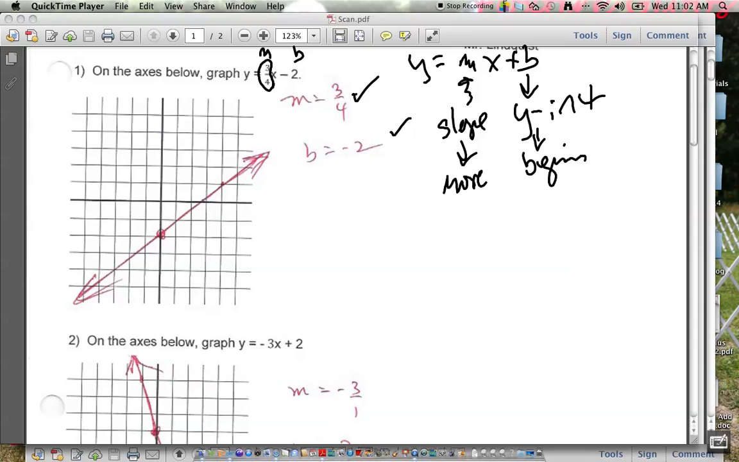Since I begin at -2, I go over here and I touch at -2. Then I'm going to go up 3, 1, 2, 3, over 1, 2, 3, 4. So I go up 3 over 4. And then I draw my line that connects it. Any questions about that? Okay.